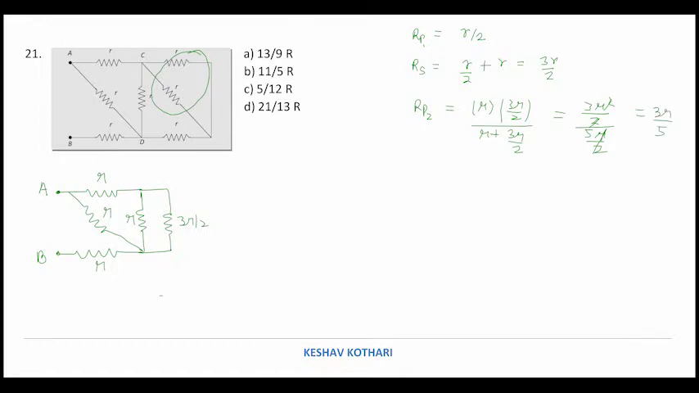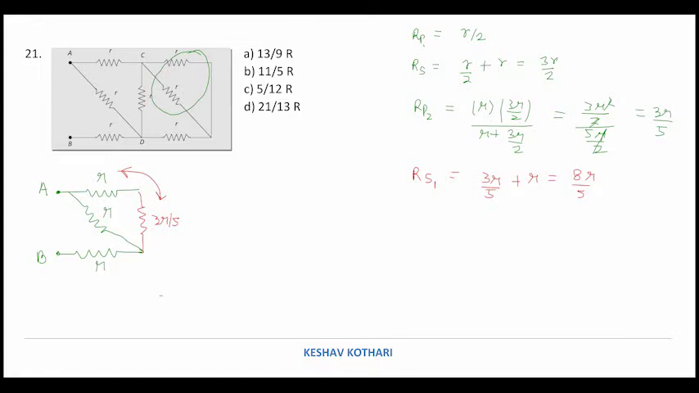Now this 3R by 5 which we obtain, we can replace these two resistances with the value which we obtain, that is 3R by 5. Now 3R by 5 and R are again in series with each other. We call it as RS1. So 3R by 5 plus R, that is equal to 8R by 5. Now the 8R by 5 and R are in parallel with each other.